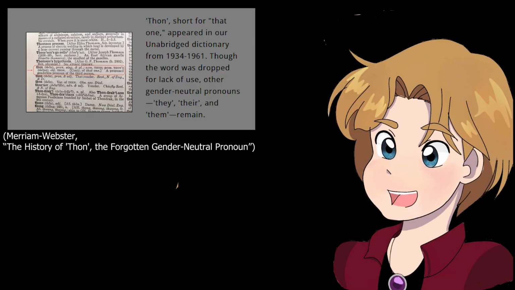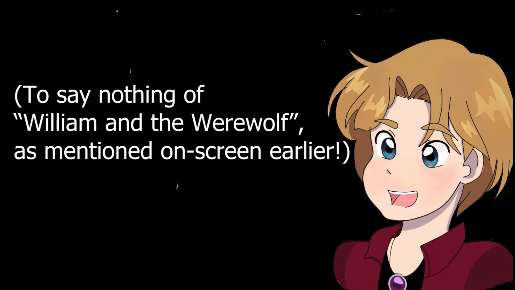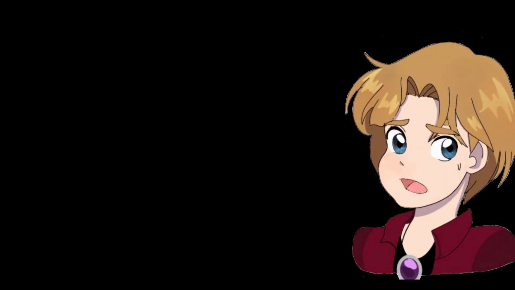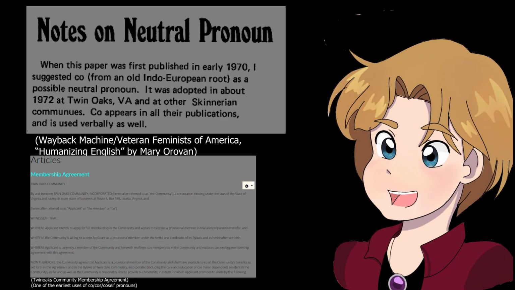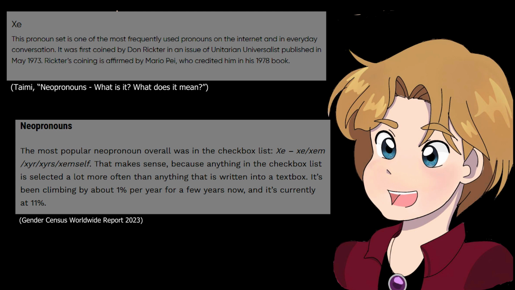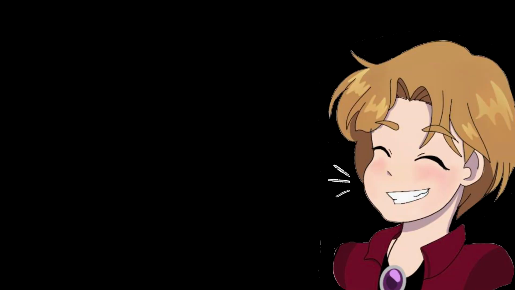The pronoun first appeared in the Merriam-Webster Dictionary in 1934. So that can show you just how old some of these neopronouns actually are. Thon was dropped, however, due to lack of use after 1961. Others like co, cos, coself, and ze, zer, zir were coined in the 70s. It feels like the 70s were a huge time for neopronouns, at least from my research.